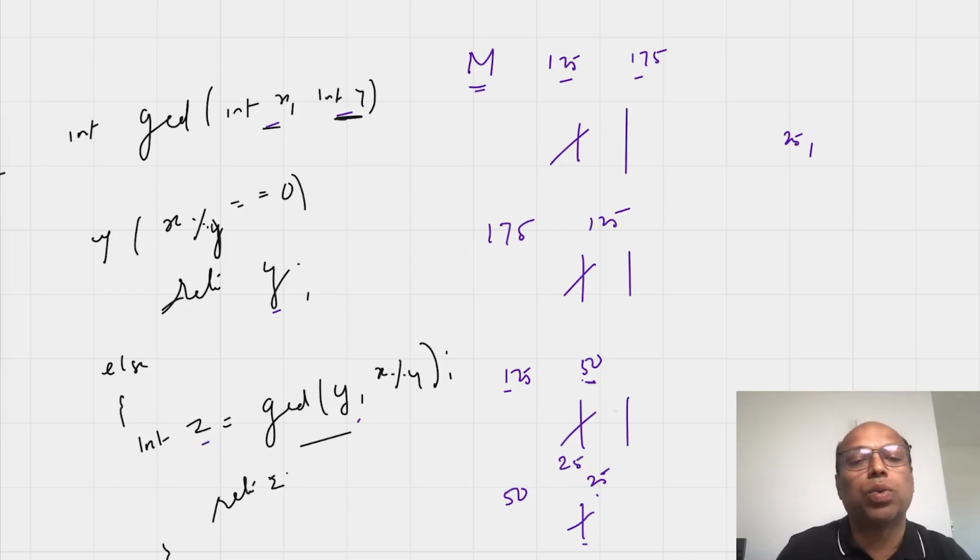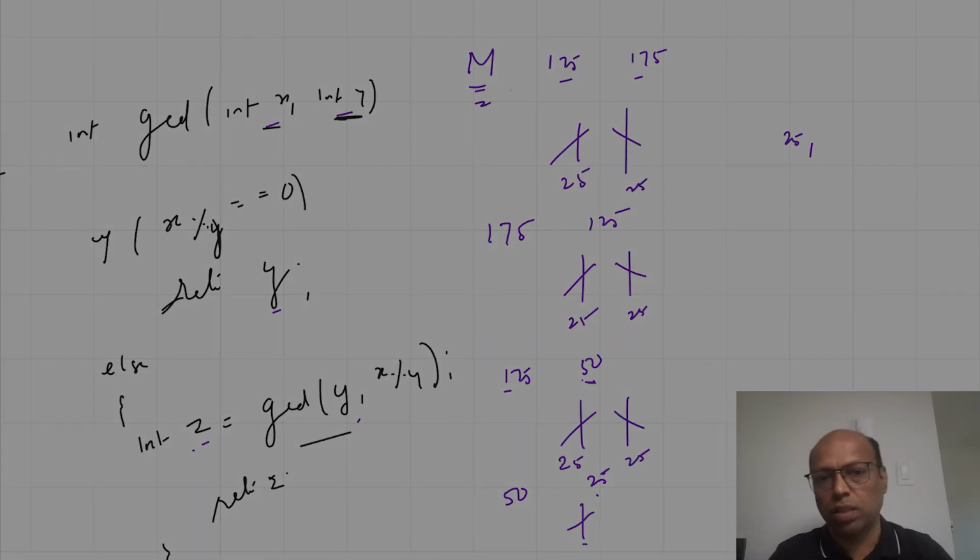Now, return 25. This 25 will return to where? To the caller. Now next, 25 is returned. Where will it go? Back to the caller. It is stored in z. Return 25. To whom will it return? To the main. Okay, this is the way it worked for you.